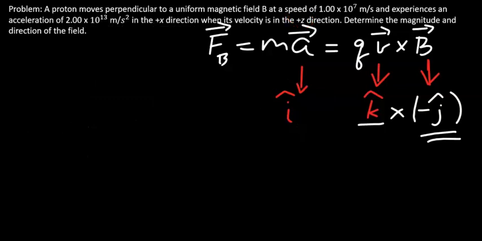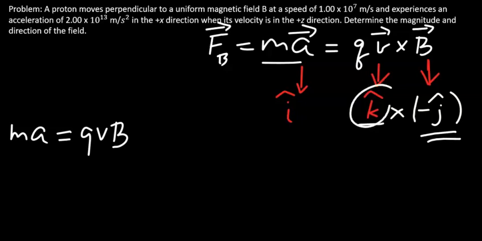Now we can go ahead to determine the magnitude of the magnetic field. So the left-hand side of this equation is mass times the acceleration. The right-hand side is qvb. And the reason is because the angle between k hat and minus j hat is 90 degrees. So sine 90 is 1. So the right-hand side would simply become qvb.